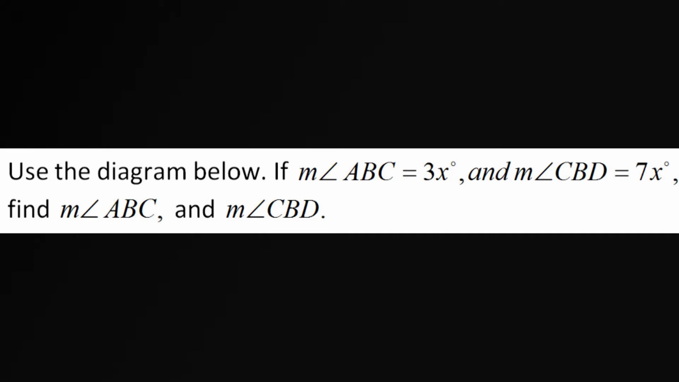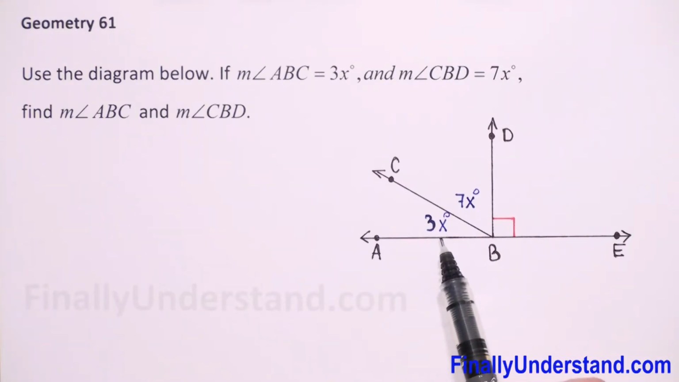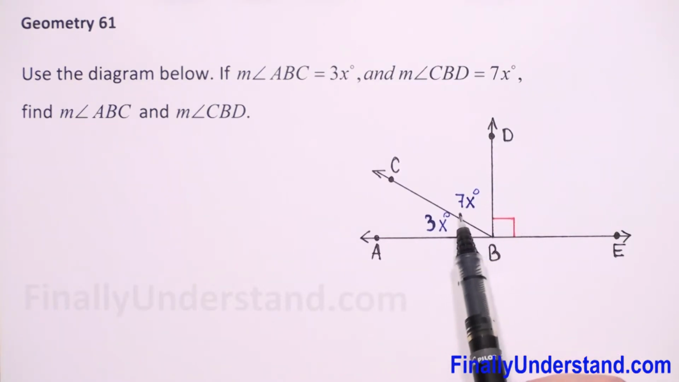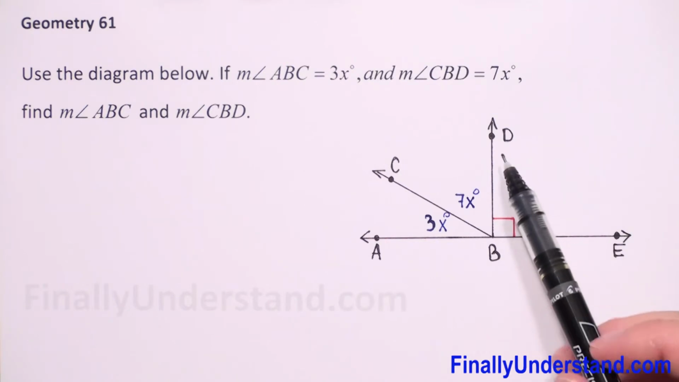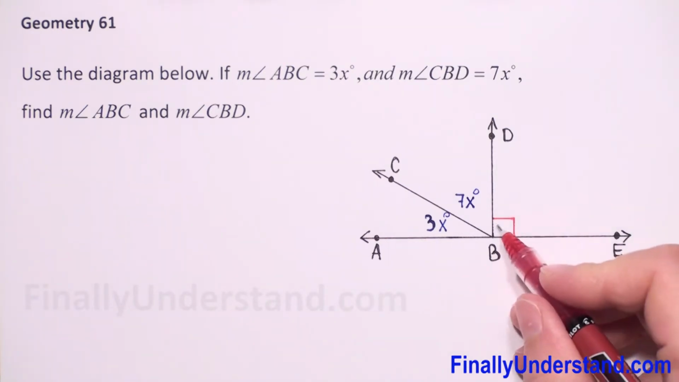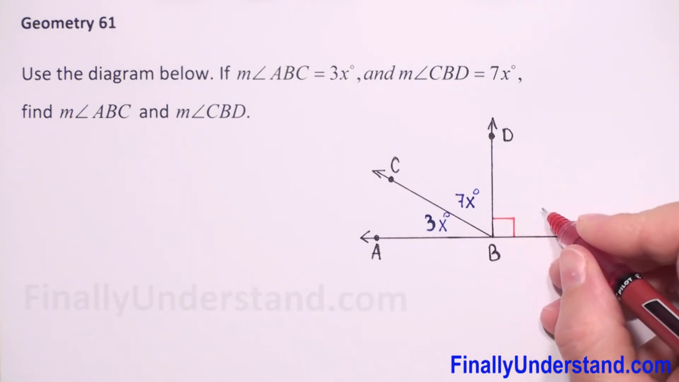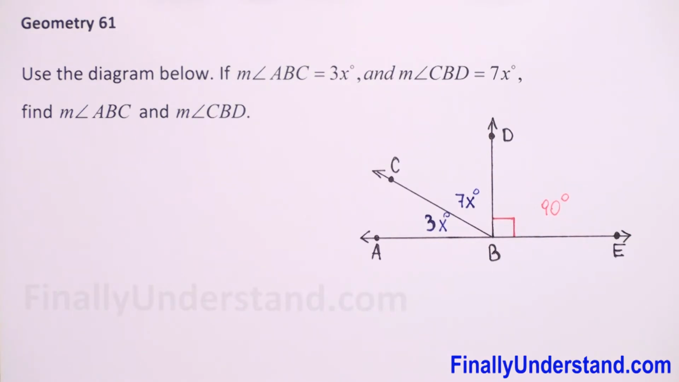We have a given diagram, and the measure of angle ABC is given by the expression 3x, and the measure of angle CBD is given by the expression 7x degrees. So what else is given here? We see that the measure of angle DBE is 90 degrees. This red square means that we have 90 degrees here.